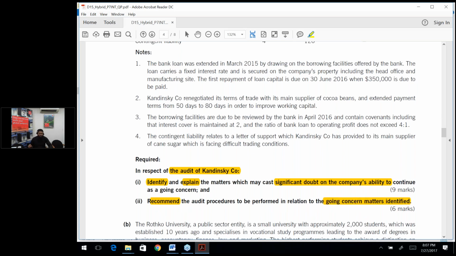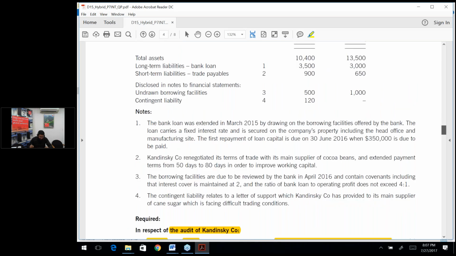So it's a 15-mark requirement. Ideally speaking, 1 mark per point. That's what you need to follow. So if I talk about it, number one, the requirement is to identify and explain matters which may cast significant doubt on the entity's ability to continue as a going concern.